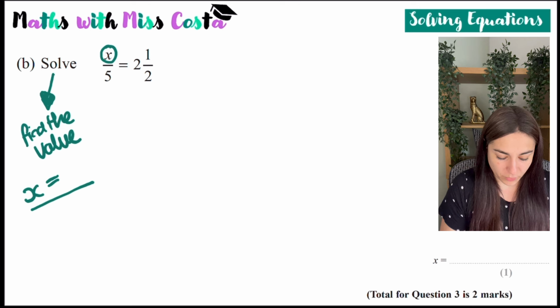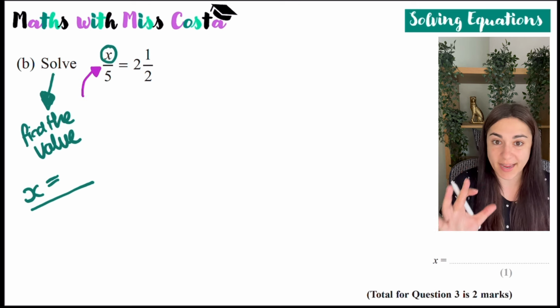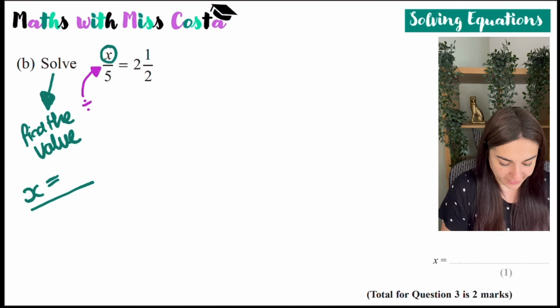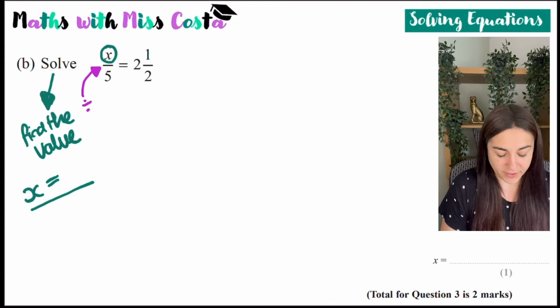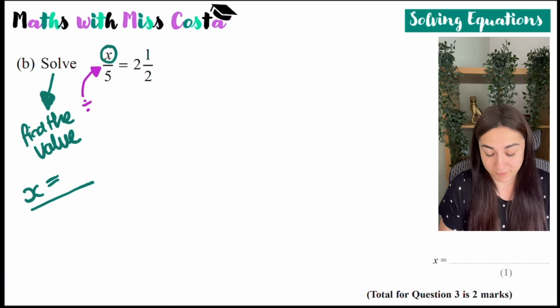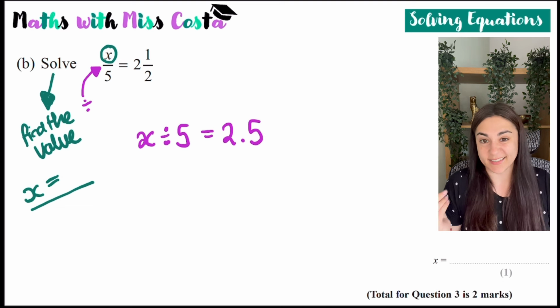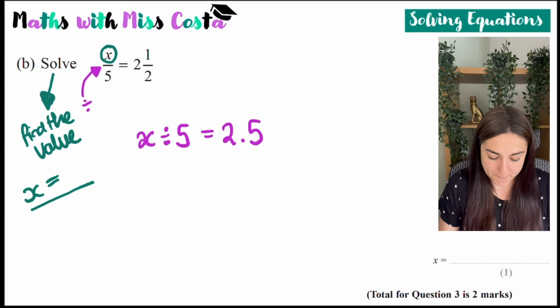So if we have a look at what the algebra is doing, over here, this is a fraction, x over 5. This divide sign in the fraction means divide. So I could think to myself, okay, x is being divided by 5. So x divided by 5 is 2.5. I've just written it as a decimal just to make life a little bit simpler.